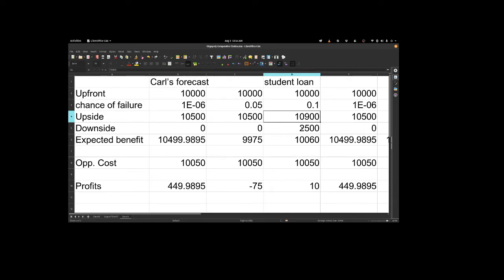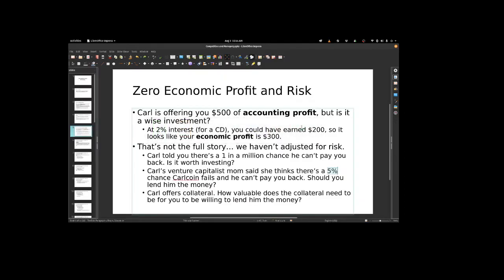So in the case of a student loan, they can't take your degree away from you. They don't have collateral, which is why we have this weird rule in the bankruptcy laws that says you can't get rid of your student loans just because you declared bankruptcy. It feels unfair, it feels weird, but there's some economic logic to it. All right, coming back to Carlcoin.